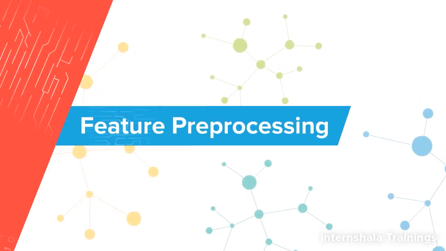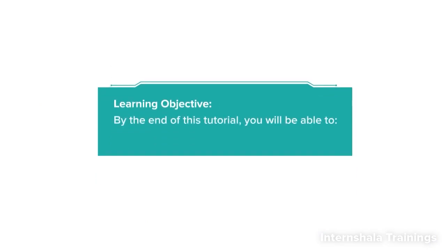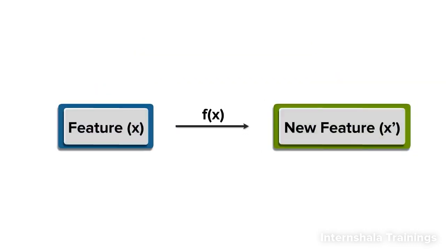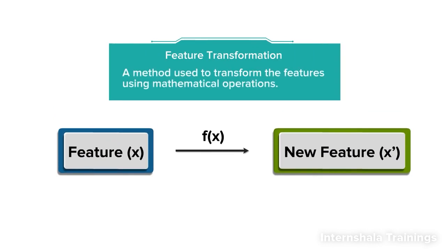Hi, welcome to the tutorial on feature preprocessing. By the end of this tutorial, you will be able to describe feature preprocessing. There are various methods to perform feature processing. In this tutorial, we will look at the most widely used method, that is feature transformation. Now, as the name suggests, it is a method to transform the features using mathematical operations.